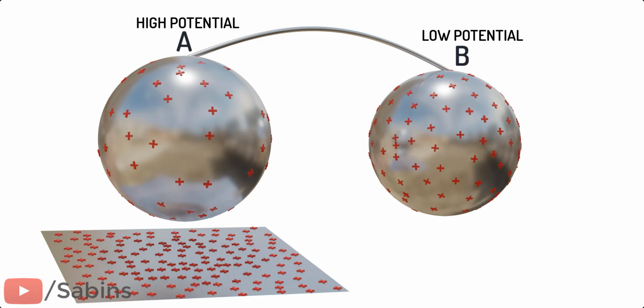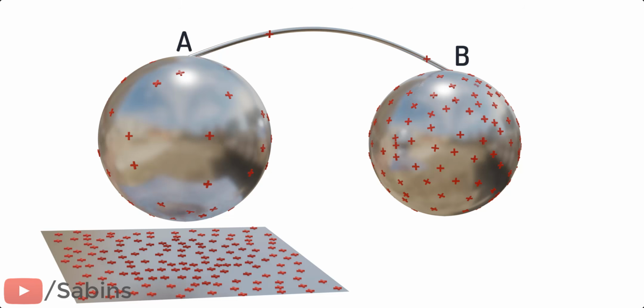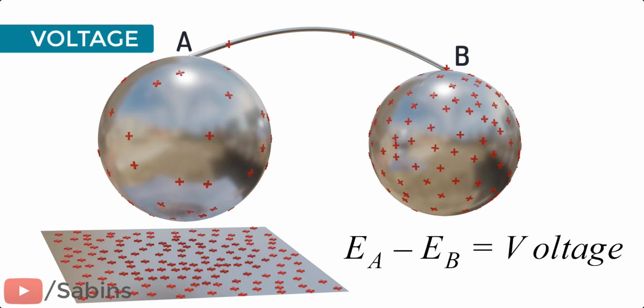This difference in potential means that if you connect points A and B together, the current will flow from point A to point B. This flow will continue until both points reach the same potential. In this example, we see that the difference in the electric potential is the most crucial factor. This quantity, in short, is known as voltage.